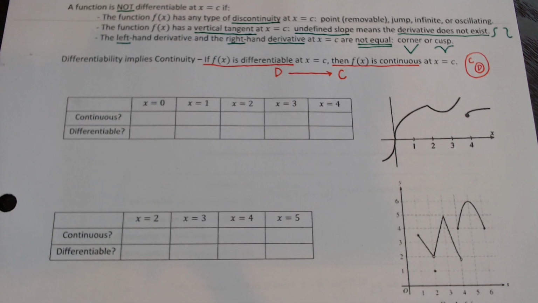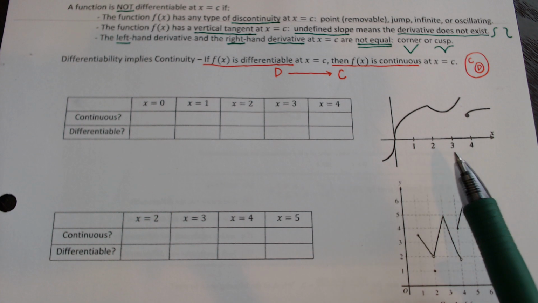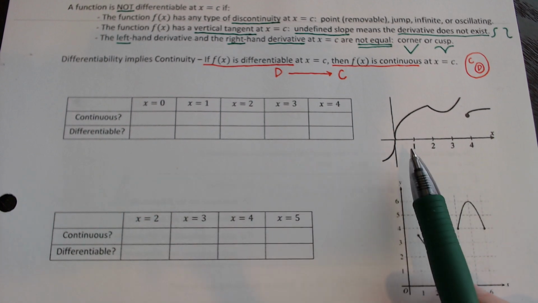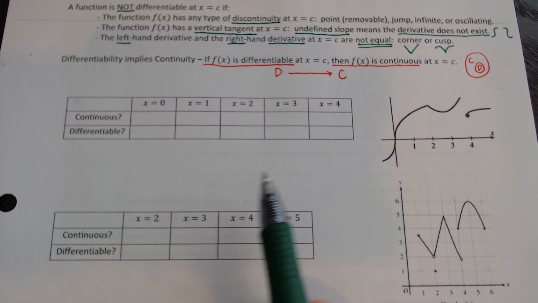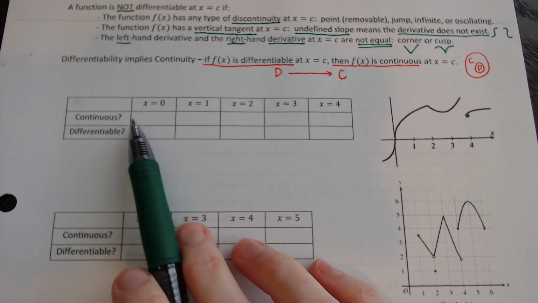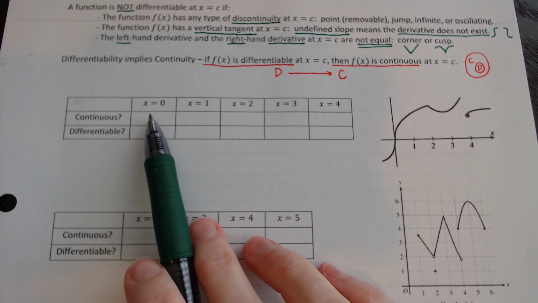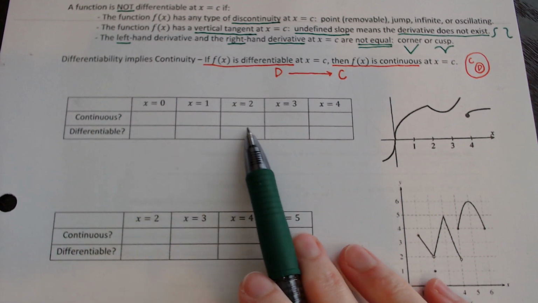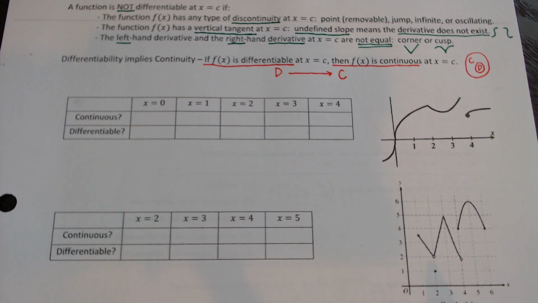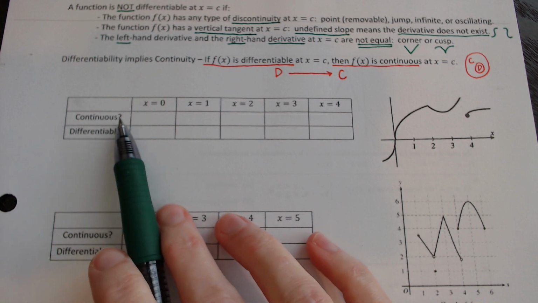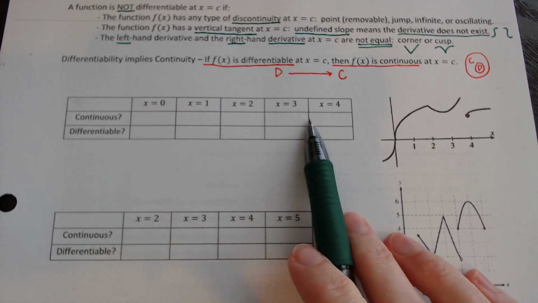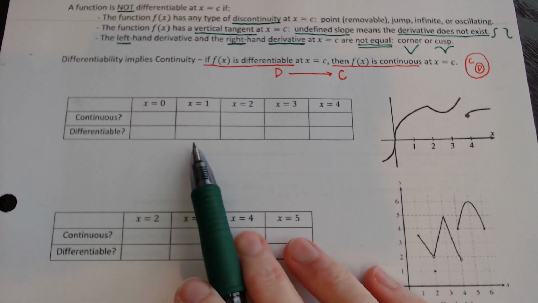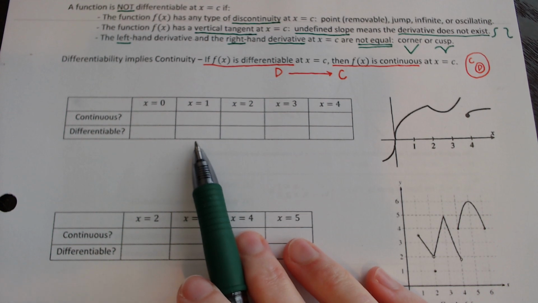Let's take a look at our first graphical example. We're going to analyze at all 5 x values if the graph is either continuous, differentiable, both, or neither, and just further examine that relationship between the two concepts. I myself find it easier to look at continuity first, so I'll do this first row, and then I'll start thinking about differentiability for all those x values as well.